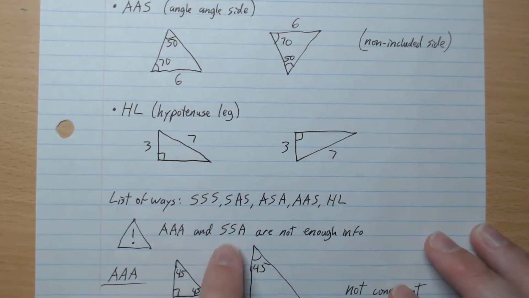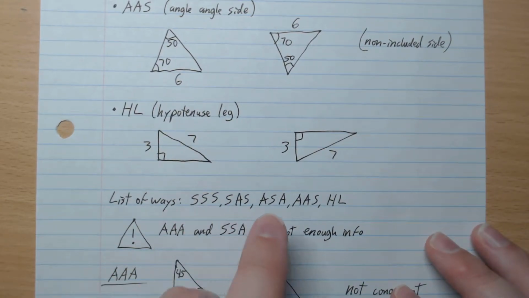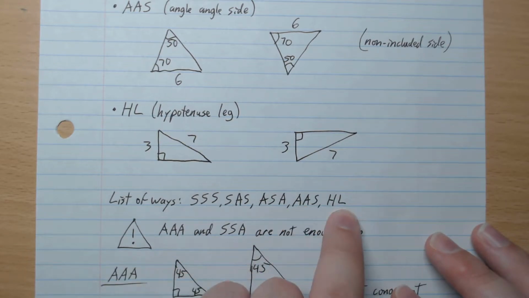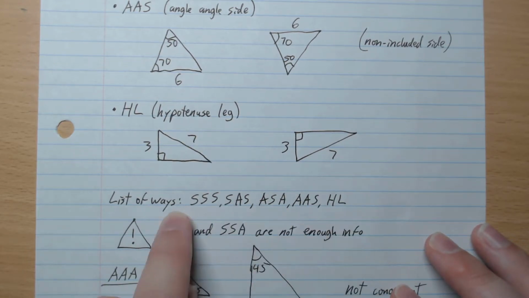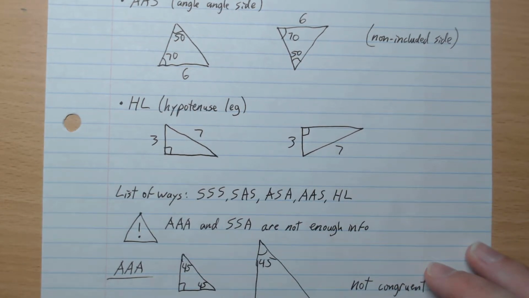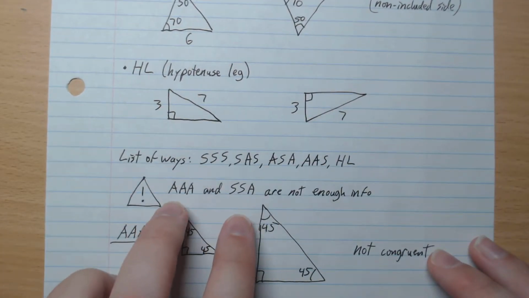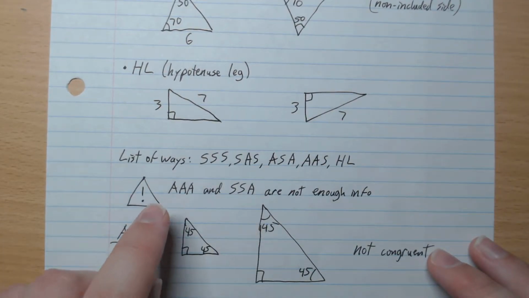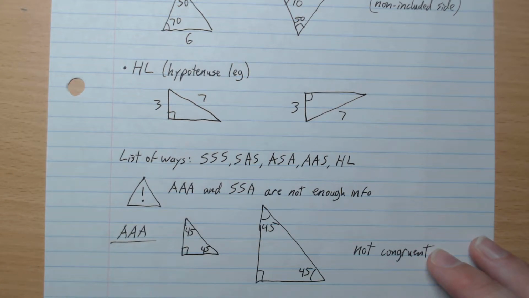So list of ways. So SSS, SAS, ASA, AAS, HL. So these are the 5 ways. Now, if you're given some 3-parted info, sometimes that's not enough. And so here are 2 examples where if you have 3 information pieces, it's not enough info.